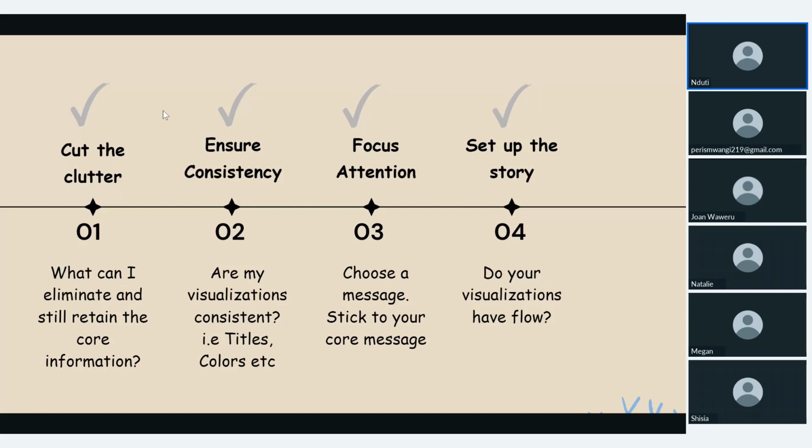Second thing, if I have more than one visualization, probably I'm putting up a dashboard. Are my visualizations consistent? Also, if I have titles for all of these, are my titles the same font? Are they the same color? If I'm using color, there has to be purpose behind it, right? So am I consistent in my labels? If I have legends, am I consistent in my legends? Am I consistent in my X titles, my Y titles? Am I consistent in my labeling? Question two, we ask ourselves. So one, we've cut the clutter. Now we look at consistency in our visualization.